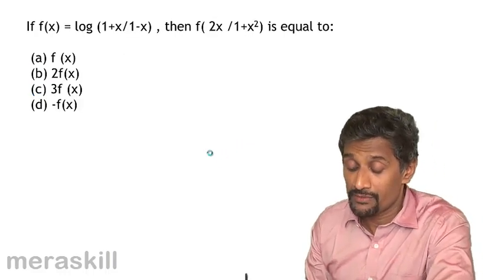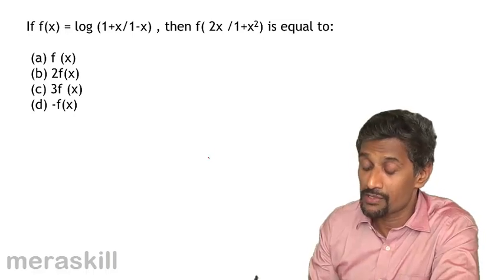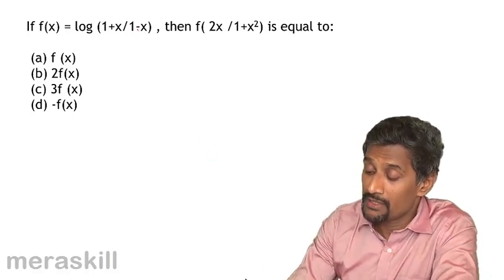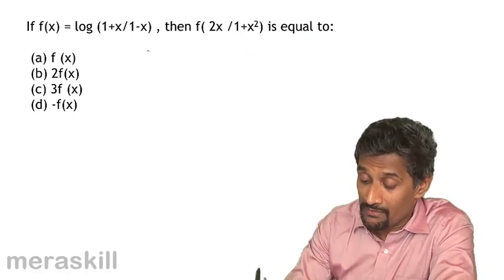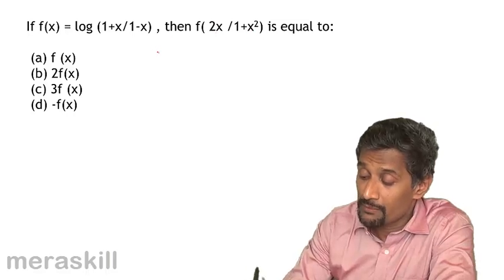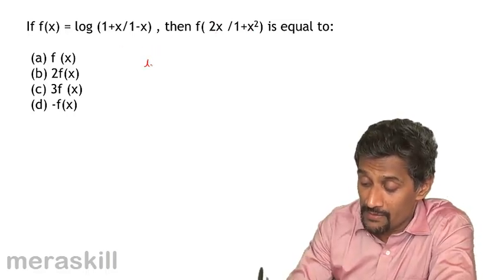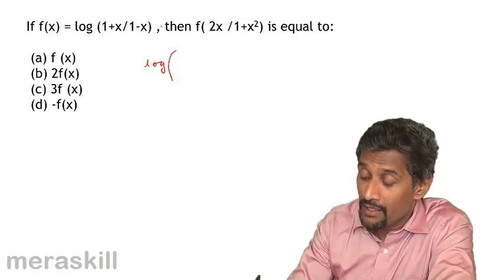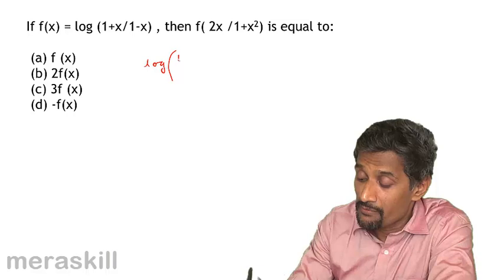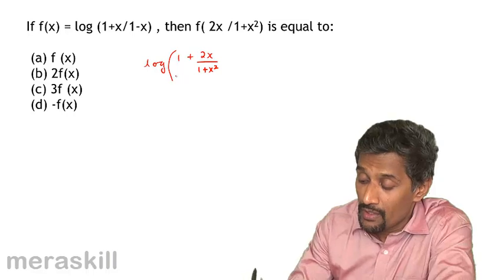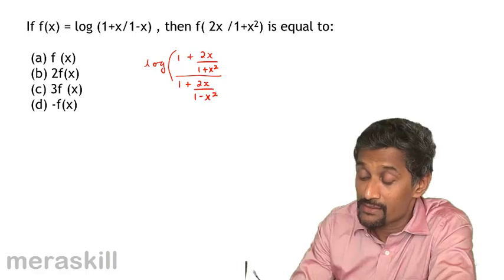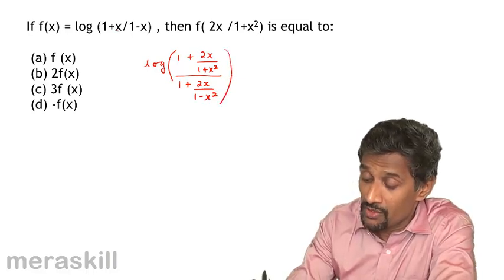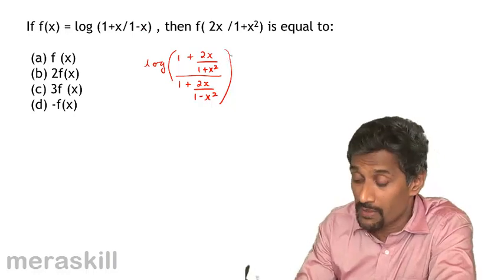Furthermore, we have an interesting case. We have an f of x which is log of 1 plus x upon 1 minus x. We need f of 2x upon 1 plus x square. That means f of x is this log, and instead of x you're going to put this. So it's going to be 1 plus 2x upon 1 plus x square upon 1 minus 2x upon 1 plus x square. That is, instead of x you are substituting 2x upon 1 plus x square.